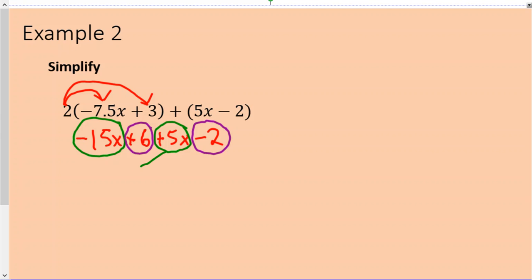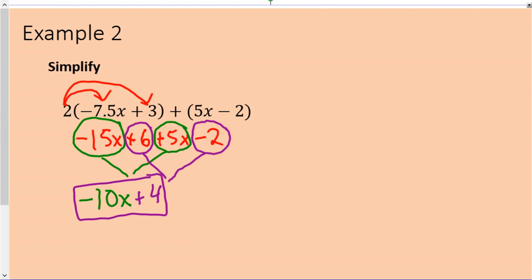Alright, now I can combine. Negative 15x plus 5x would give me negative 10x, and plus 6 minus 2 would give me plus 4. Okay, so no more parentheses and no more like terms, so our expression is simplified as negative 10x plus 4. Make sure you have this example written down in your math notes before you move on to the next slide.